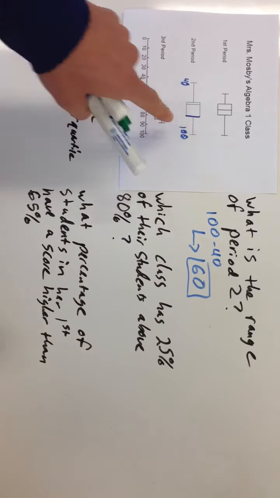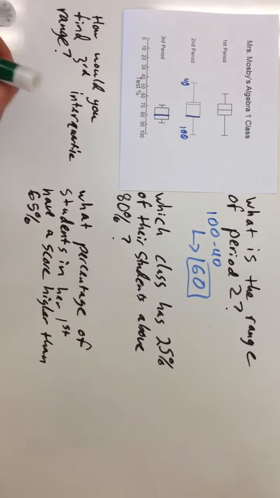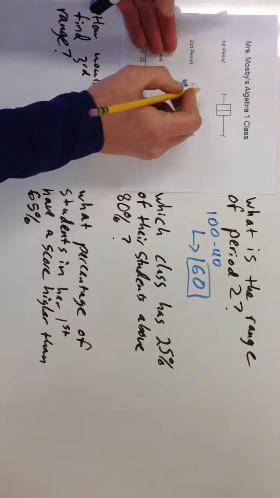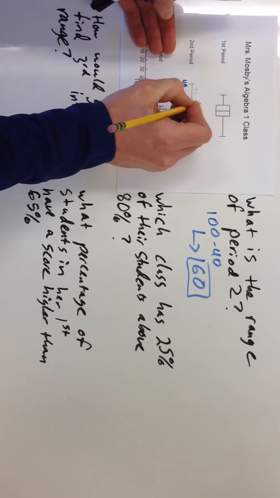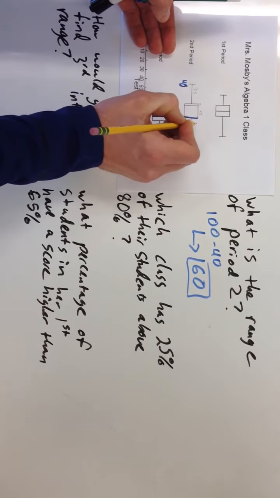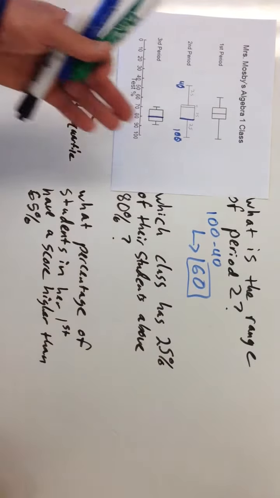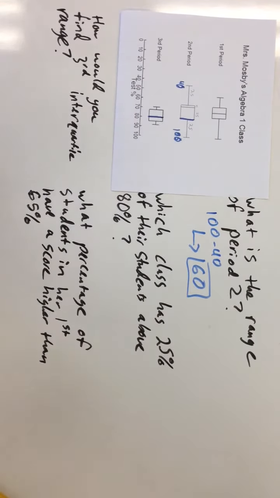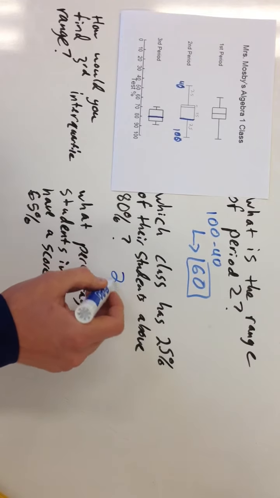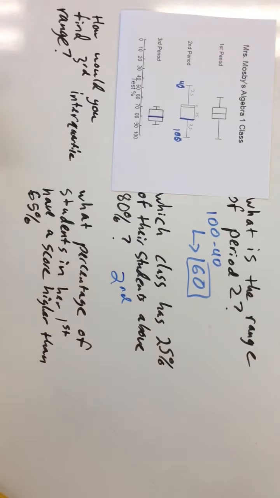If I look at second period, since each one of these parts represents 25% of the whole, right? Only 25% of their data is above 80%. So second period is like that.